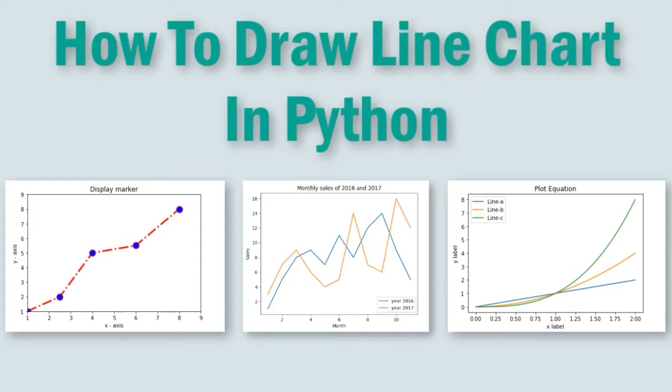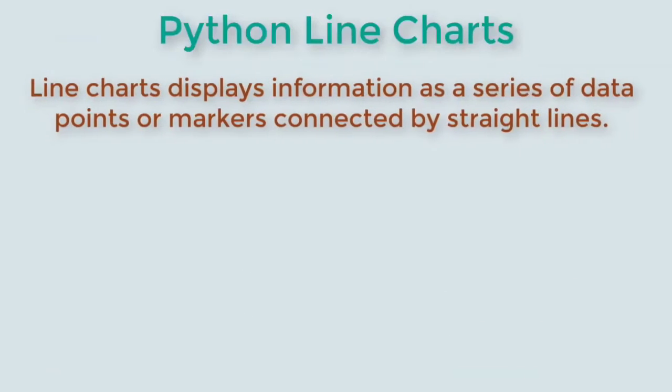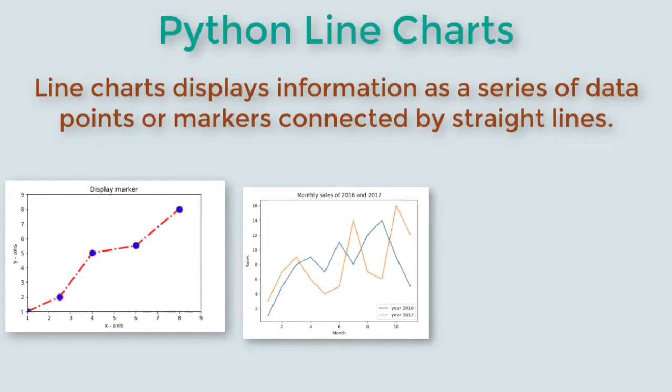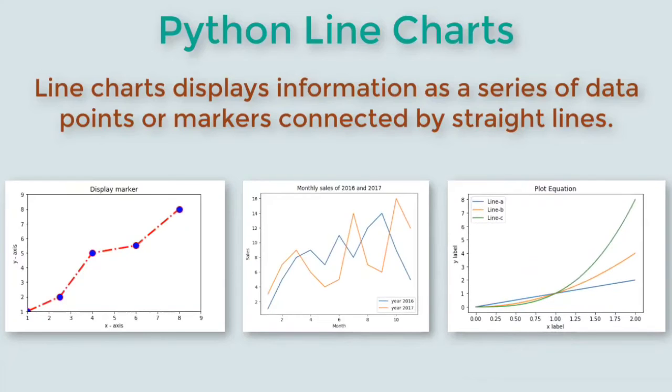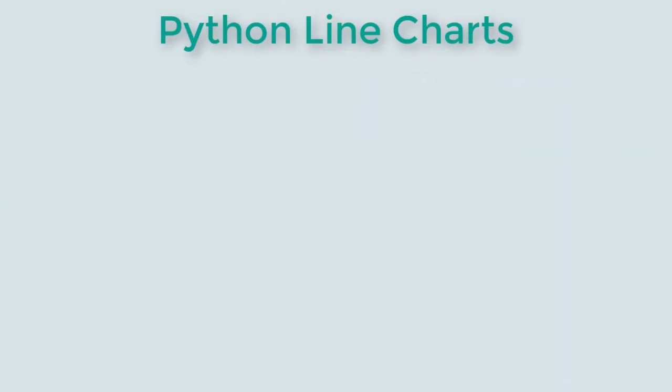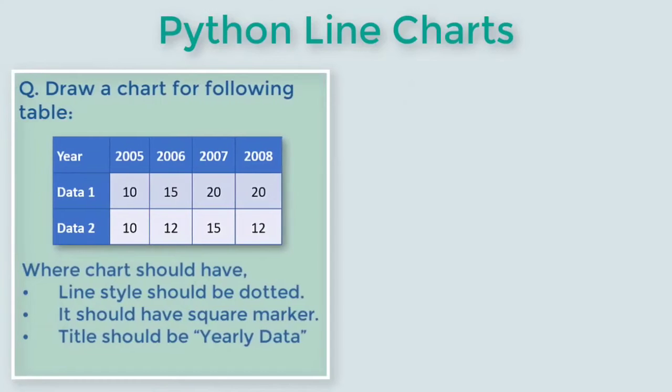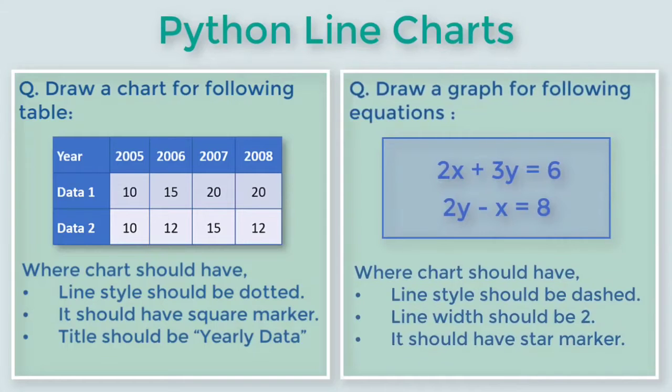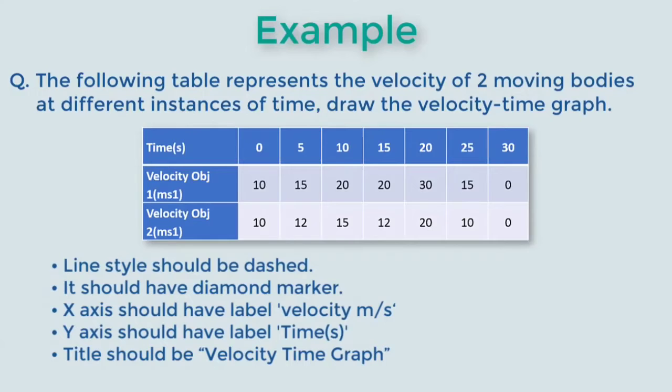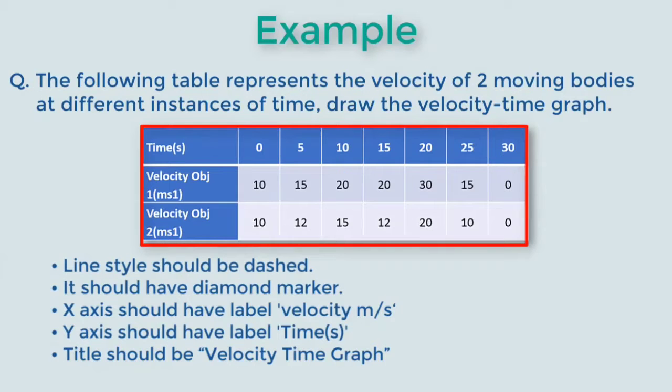A line chart is simply a drawing of markers on the 2D plane, joined with the help of straight line segments, as you can see in the diagrams. Let's take some examples to draw the line chart. The examples are given with some settings on the line graph.